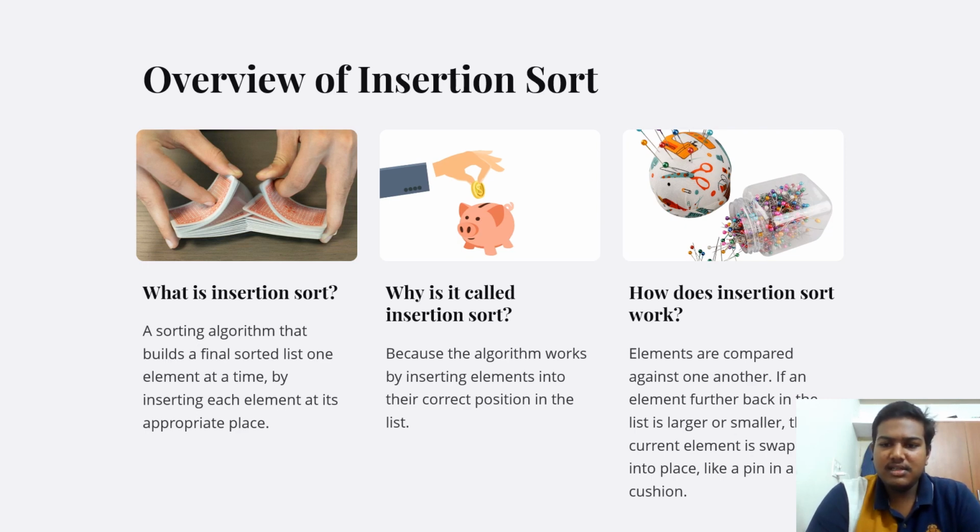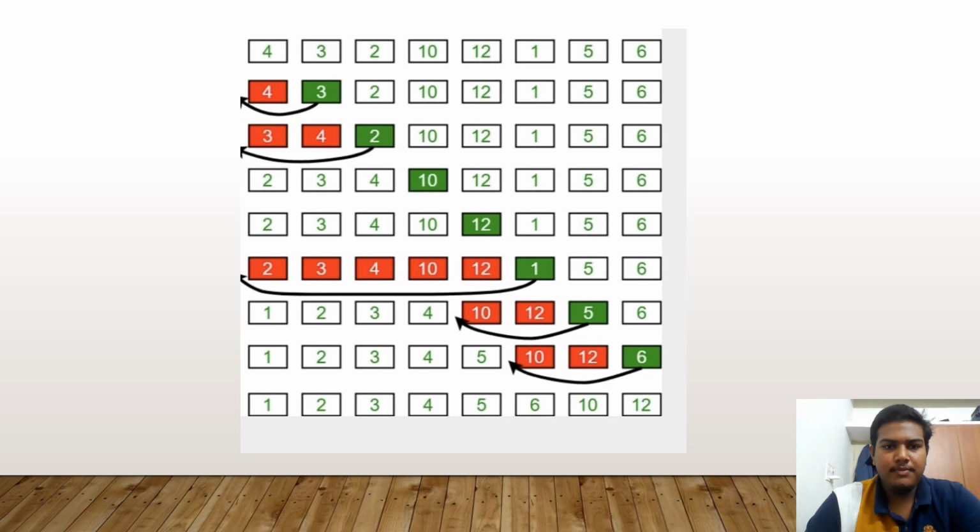How does insertion sort work? Elements are compared against one another. If an element further back in the list is larger or smaller, the current element is swapped into place, like a pin in a cushion. We'll see an example for insertion sort. Now we'll see the example.